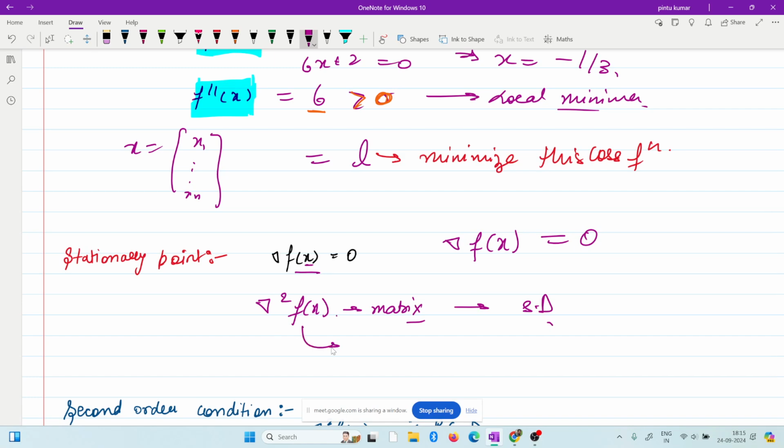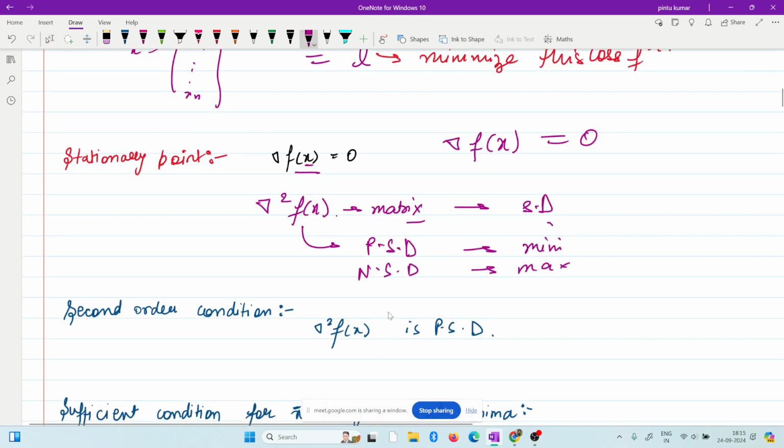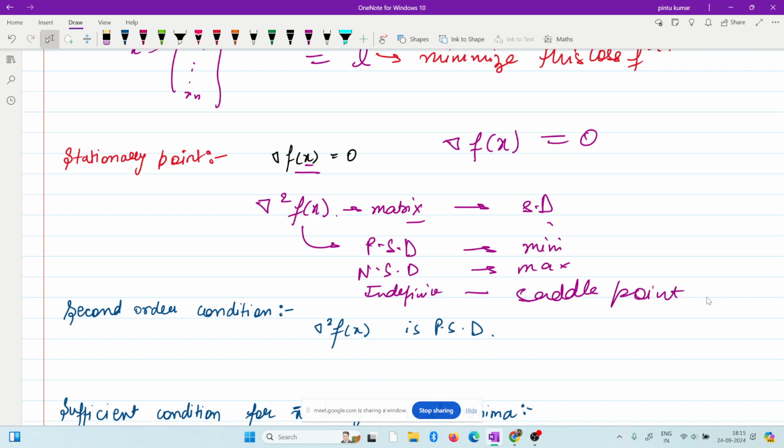So a generalized version of greater than 0, less than 0 that you come up with is semi-definiteness. If your Hessian matrix is positive semi-definite at that point, then your function has a local minima at that point. If it is negative semi-definite, then it's maxima. And if it is indefinite, then it's a saddle point, or you can't say anything about it.